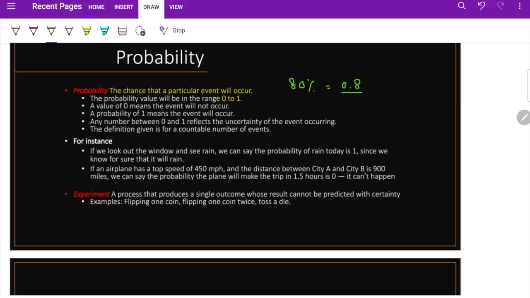What is the chance that it's going to snow in Arizona in, let's say, August, or June, July? 0, right? What's the chance that you're going to pass this class? 100%, probably, which is 1 in this case. So when the probability is 1, that means the event is going to occur. When the probability is 0, then the event will never occur. So between 0 and 1, we have the uncertainty of the event.